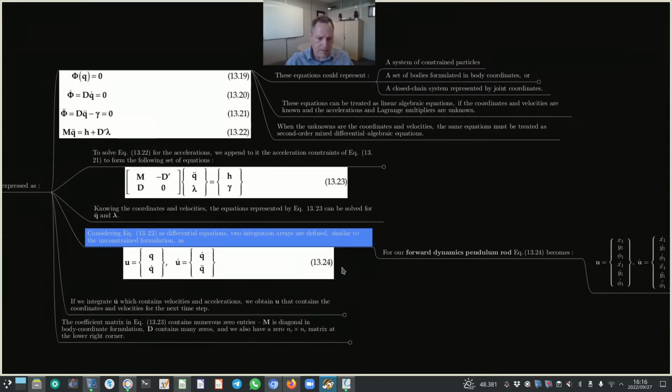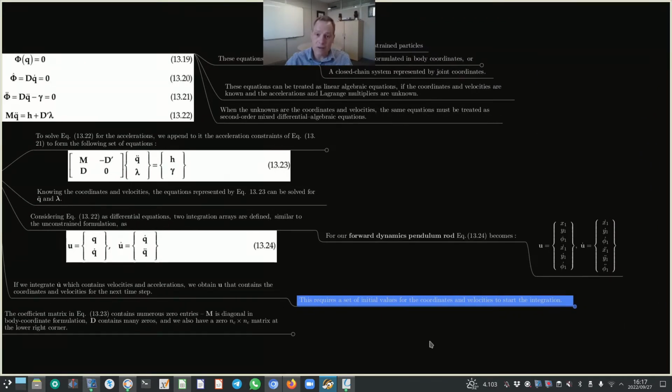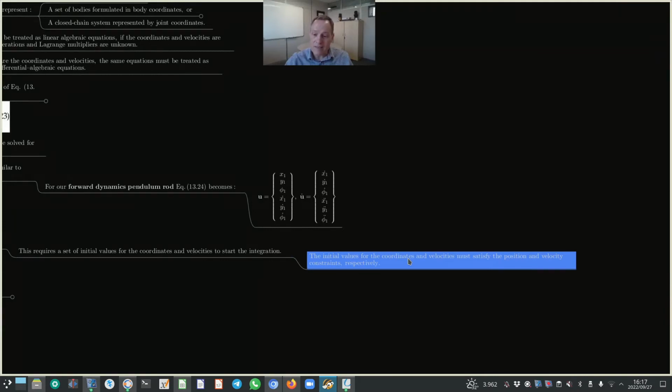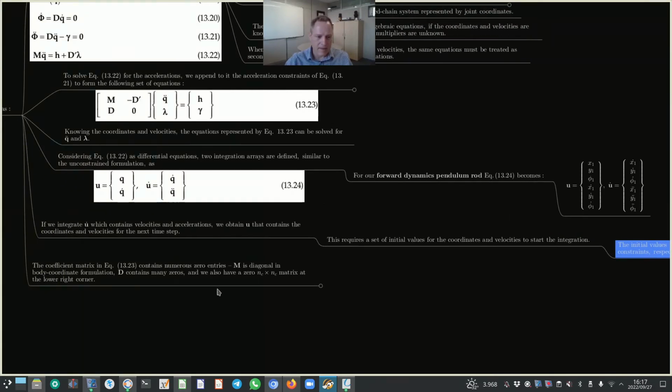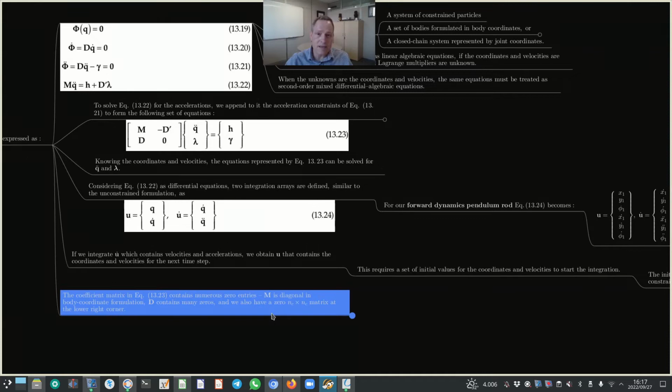Now we integrate u dot, which contains velocities and accelerations. If we integrate u dot, we obtain u that contains the coordinates and velocities for the next time step. This requires a set of initial values for coordinates and velocities to start the integration. The initial values of the coordinates and velocities must satisfy the position and velocity constraints respectively. Now the coefficient matrix in equation 1323 contains numerous zero entries.